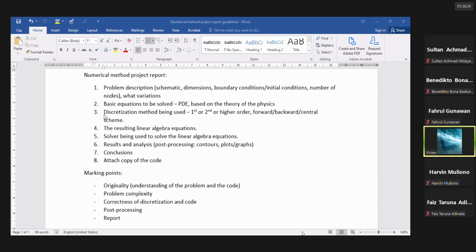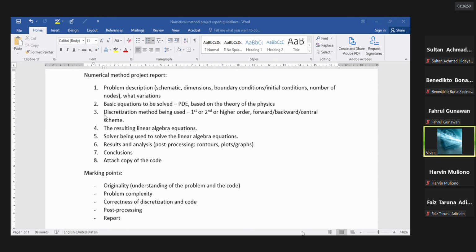What we have discussed in this method in Laplace were central difference scheme because it's known to be stable and high order accurate scheme, for less calculation, for all approximately the same floating point operations. And the fourth is show the resulting linear algebra equations.